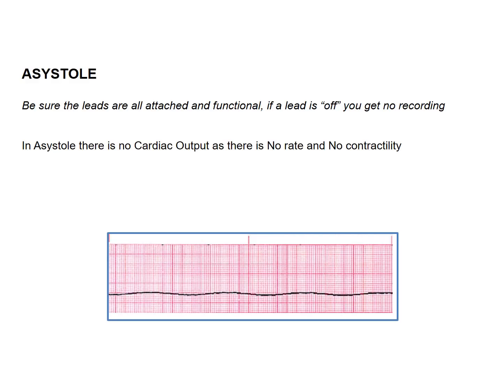And then this rhythm, people know, no electrical activity, that's asystole. Again, if you have the leads on wrong and the leads pull apart, you're going to see flat, so everybody knows that, right? You see asystole on the monitor, check those leads, be sure they're all connected. But in true asystole, there's no cardiac output because there's no electrical activity. If there's no electrical activity, there's no conduction, therefore there's no contraction. No contraction means no cardiac output.